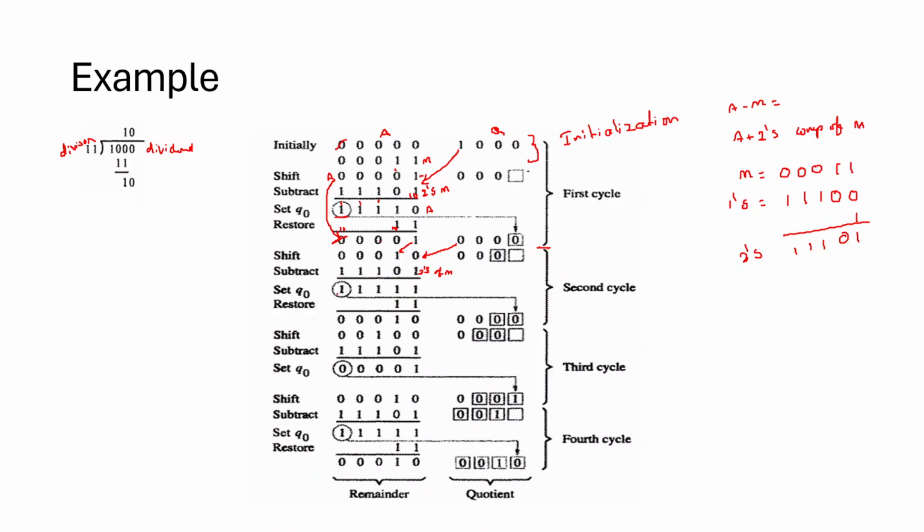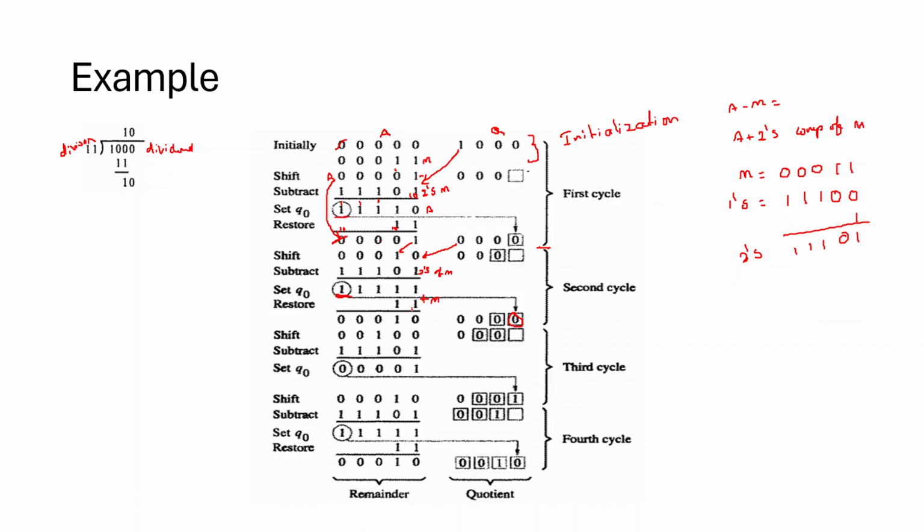Now the third step is you need to check the sign bit of A. If the sign bit is 1, you need to keep that Q0 bit as 0. I have written that Q0 bit as 0. Then you need to add M. So I have added M to restore.